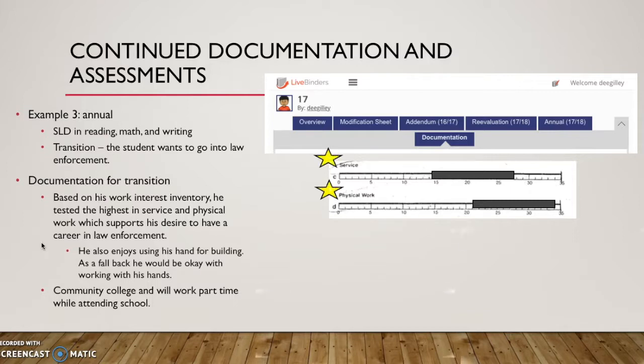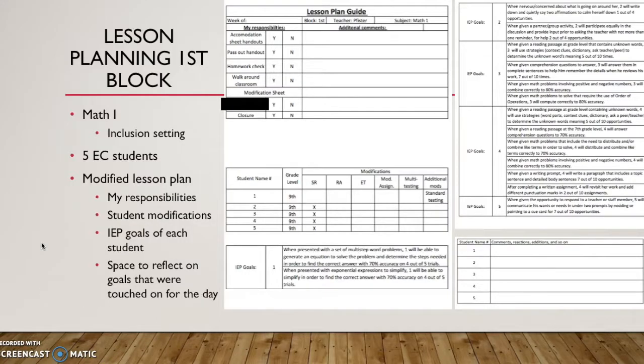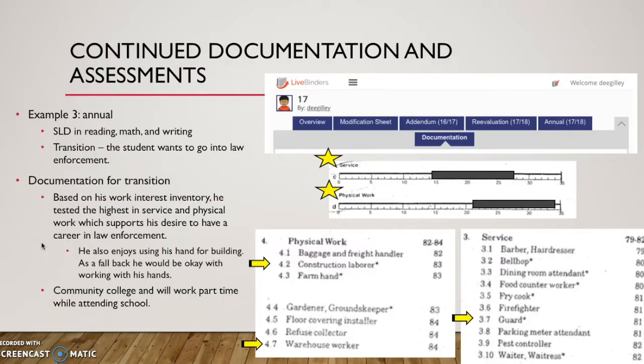The IEP team decided, based on his work interest, that we would pull from this interest inventory to find specific areas that the student would possibly like to visit, possibly like to job shadow, and so on and so forth through the next 2 years before he graduates high school. Further on, we decided, based on his responses and his inquiry, that the student wants to attend a community college and will work part-time while attending school as well.